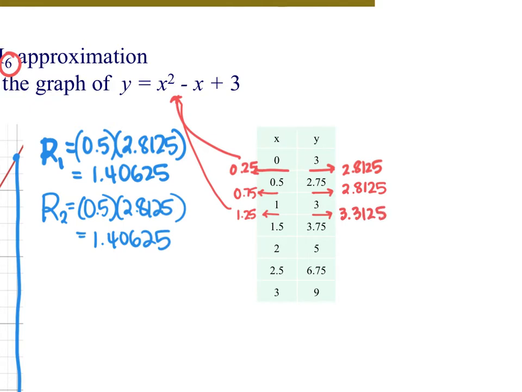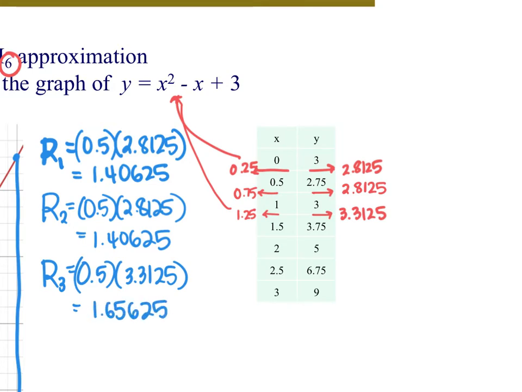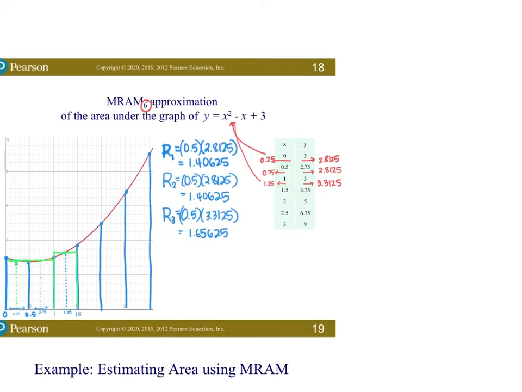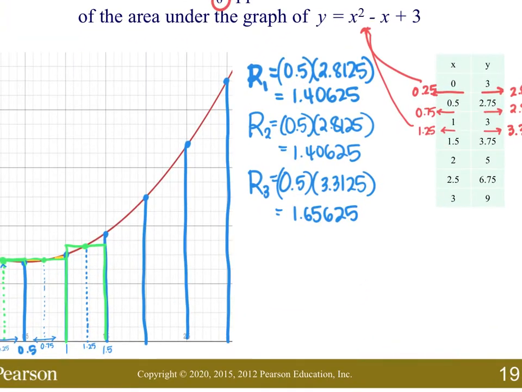This is going to give me 3.3125. So my rectangle 3 has that same base of 0.5, but its height is 3.3125, and multiplying those two together gives me 1.65625. Keep all these numbers straight, okay? So you just are repeating this process. We're going to find the center, the midpoint, a little bit above, a little bit below.